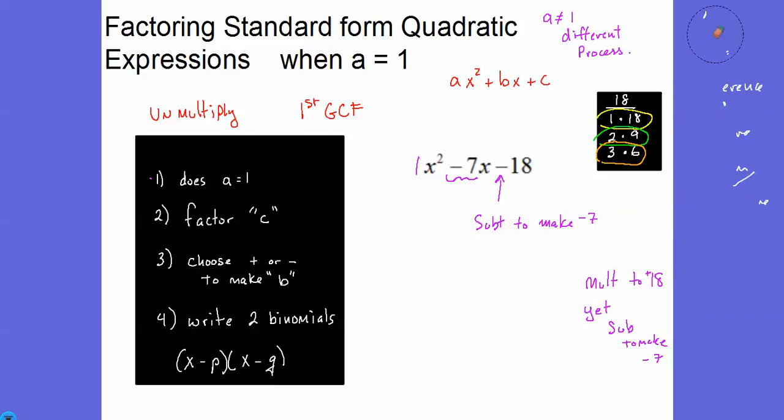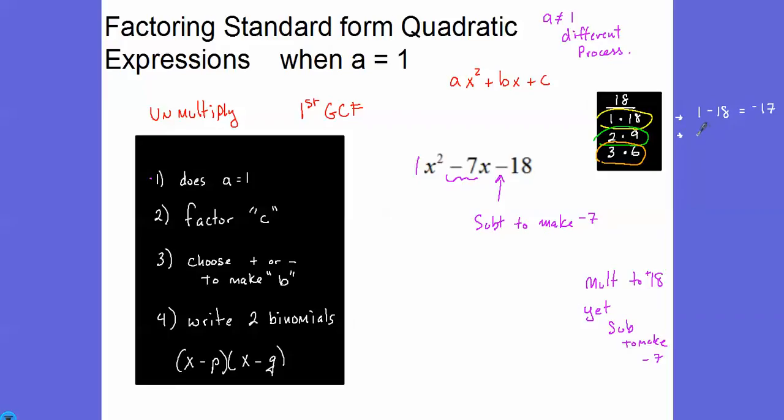I'm going to erase this. I need this space over here. Let me look at this first pair of numbers. If I subtract them, 1 minus 18 produces for us negative 17. This is not close to the value that we need.